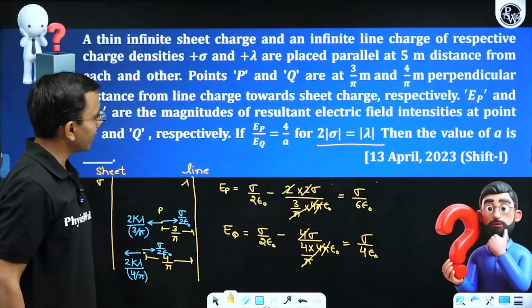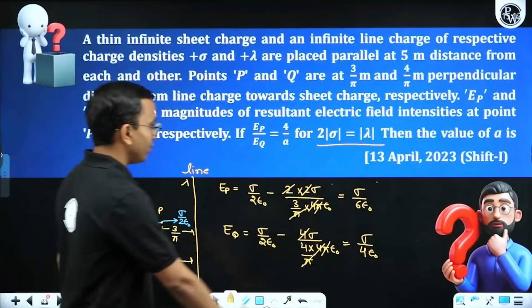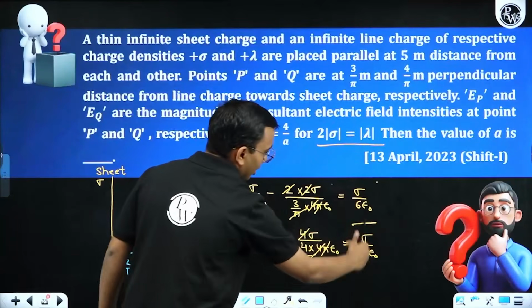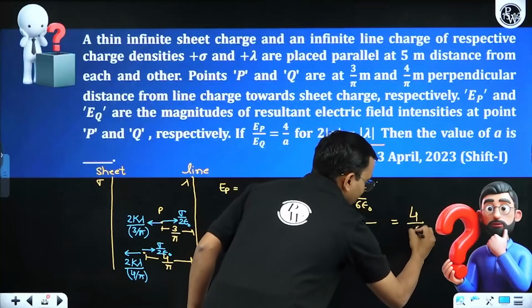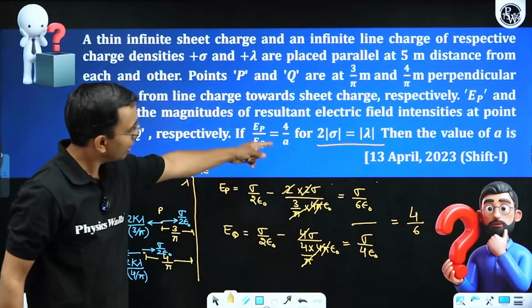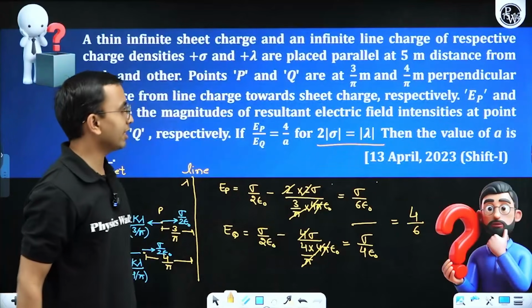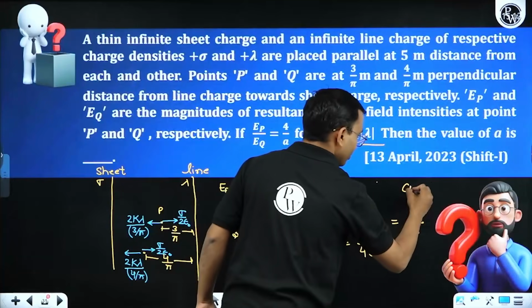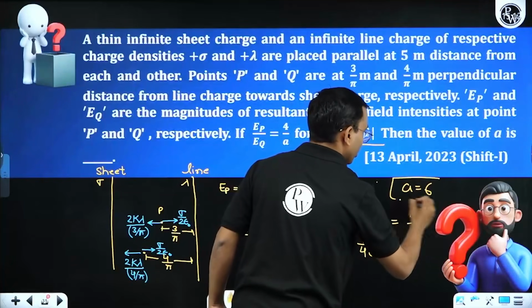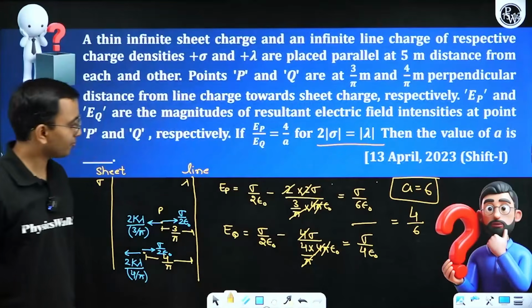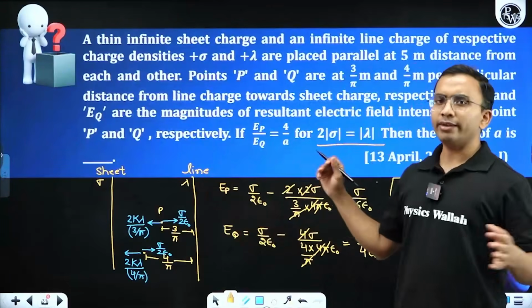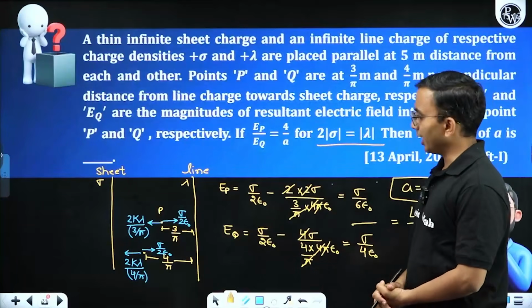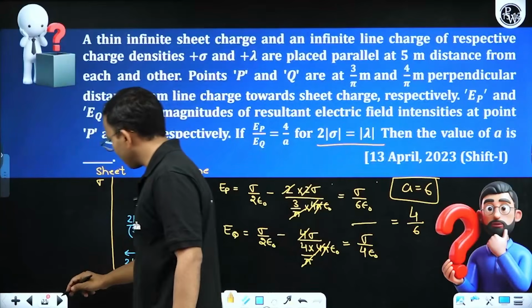Okay. Taking the ratio EP by EQ, divide these two, what will it become? This will become 4 by 6. So if this is 4 by A, I'll say A is equal to 6. Use the superposition, individually write the electric fields, take the resultant, that becomes my answer.